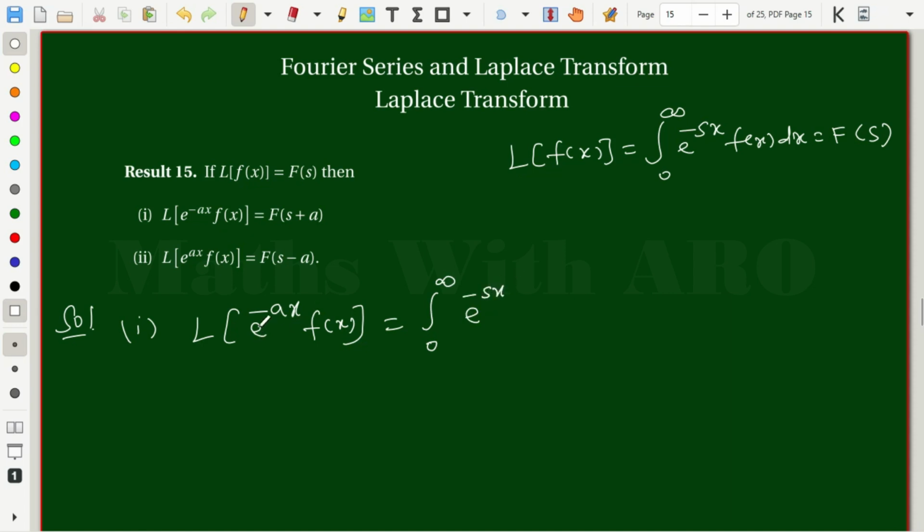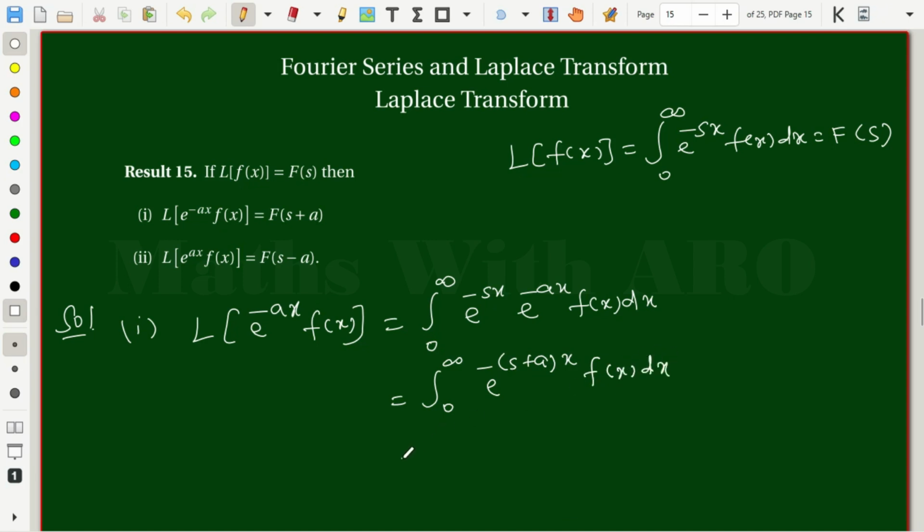ஆக்சுவலாக கொடுத்துருக்க ஃபங்க்ஷன் f of x க்கு நமக்கு e power minus ax into f of x அப்படின்னு சொல்லியிருக்கு. So we are going to apply this one, e power minus ax into f of x dx. Okay, so this is equal to integral 0 to infinity e power minus x அப்படிங்கிற டேர்ம் காமனாக இருக்குது அப்படின்னா s plus a அப்படிங்கிற டேர்ம் நமக்கு கிடைச்சிடும். s plus a into x f of x dx.